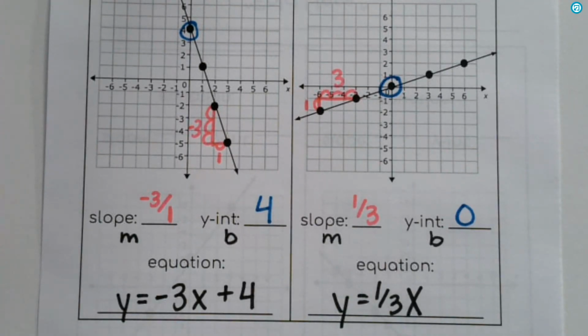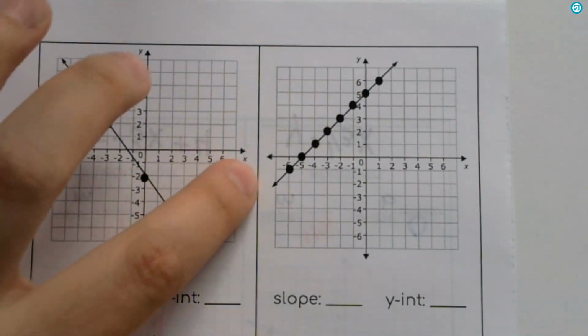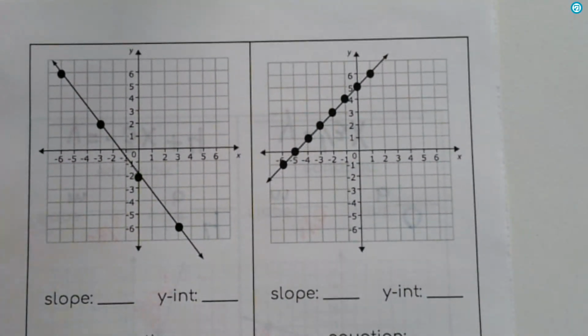Okay, flip it over. We've got 2 more on the back. Again, this one has a negative slope. This one has a positive slope. So we'll start with this one on the left here. We can count between any 2 points. I'm going to count between here and here.